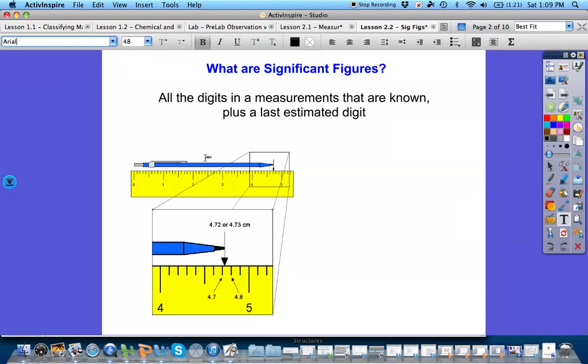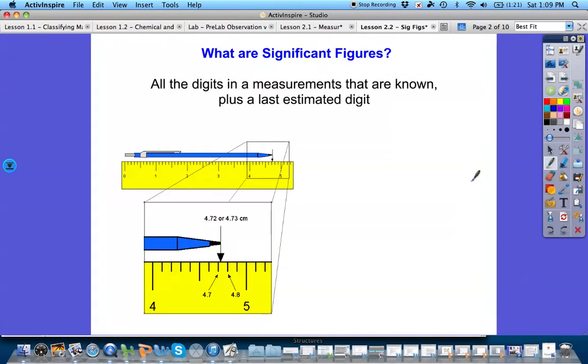Here is another example of significant figures. We have this blue ink pen, and it is lined up on a ruler. And this little box is zooming in to look at the tip of the pen to see what the length of the pen is. And we can see our last known graduation is right here at 4.7. But the tip of the pen is in between 4.7 and 4.8. So we need to estimate that last digit.